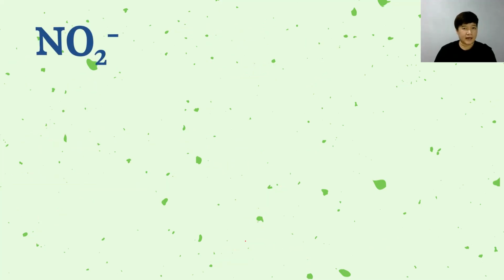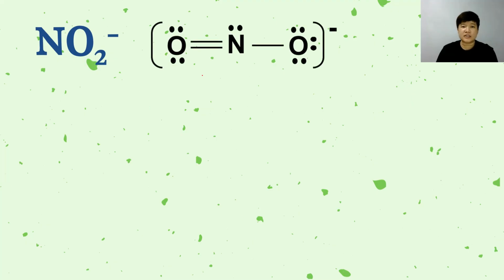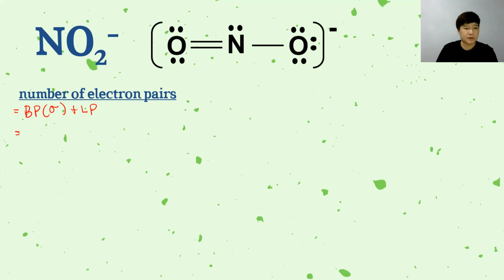Let's look at another example, NO2-. And the Lewis structure given is as this. Learn how to draw the Lewis structure, okay? Make sure you know how to draw the Lewis structure on your own. And the first thing when you have the Lewis structure is the number of electron pairs, of course, which is your bonding pair, where we take count of sigma, plus lone pair. And the sigma over here is only 2. I have only 2 sigma. This one is a pi, so we don't take count of the pi, we only take count of the sigma.